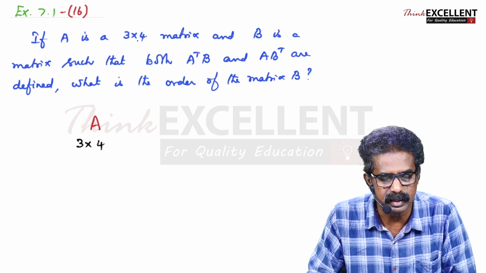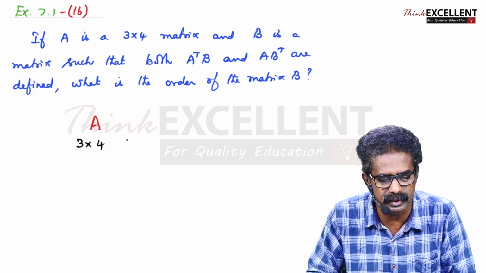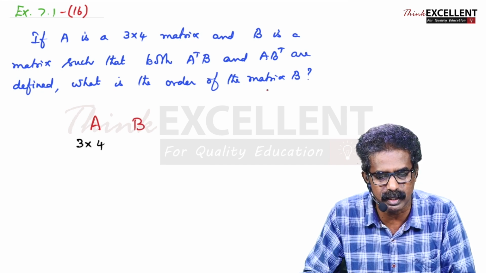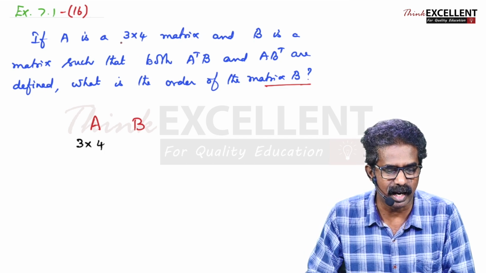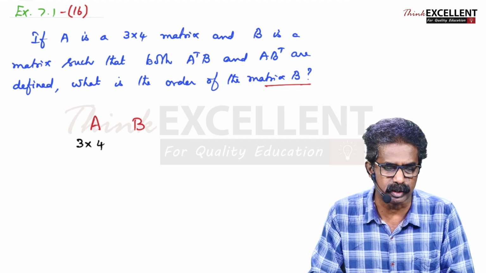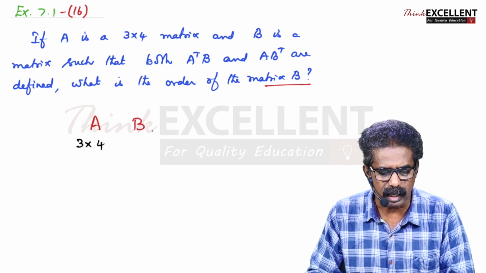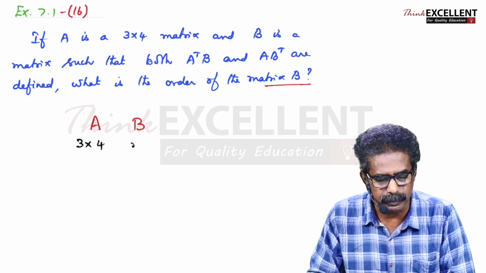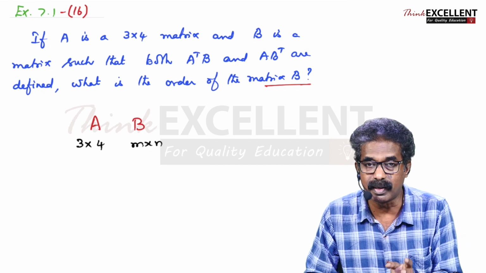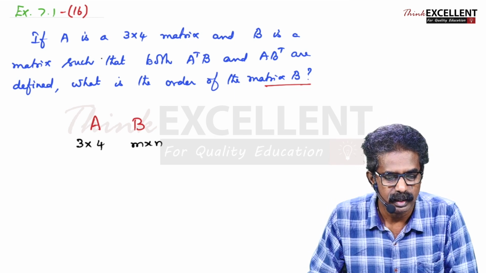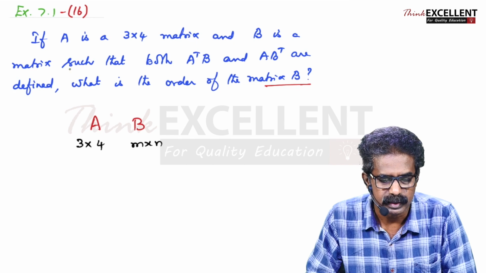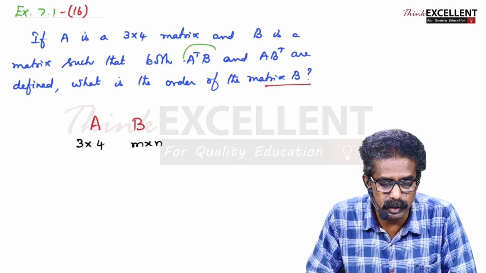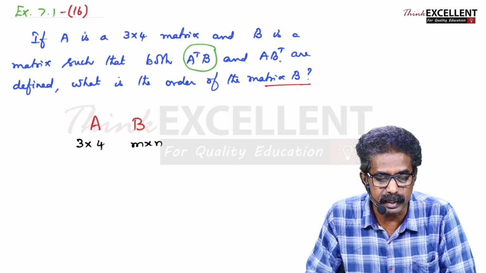A is a 3 by 4 matrix and B is a matrix. They didn't say its order, right? See the question: what is the order of matrix B? They asked us to find the order of matrix B. I am assuming the order of B as m by n. Now I have to find the values of m and n, right? Listen. Now what conditions are given? Such that A transpose B and A B transpose are defined.